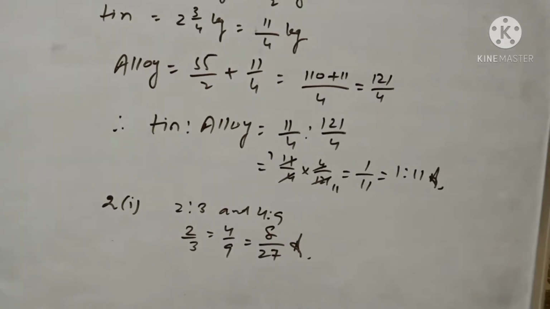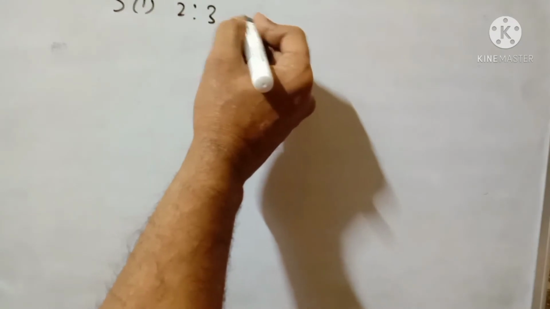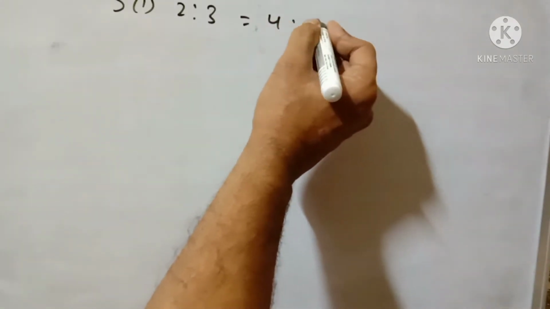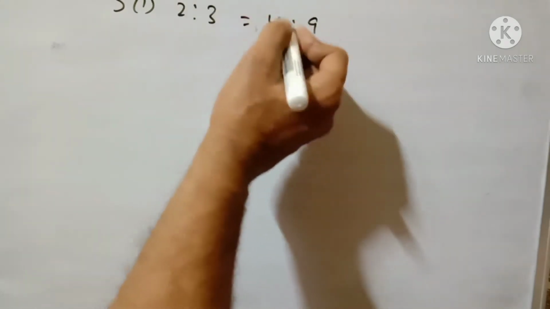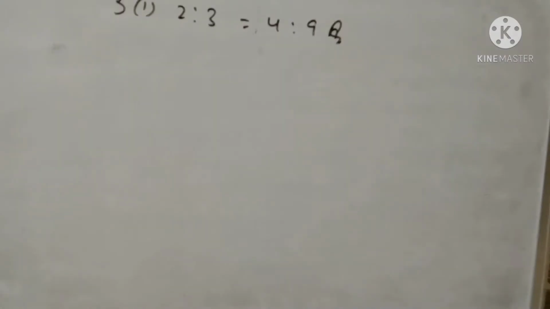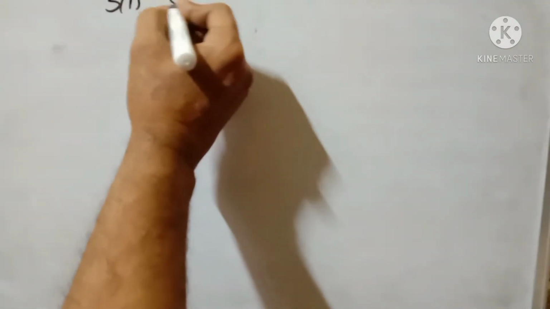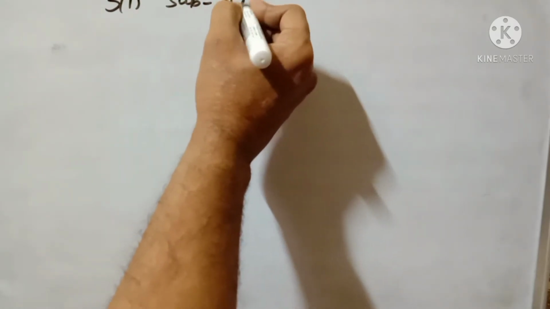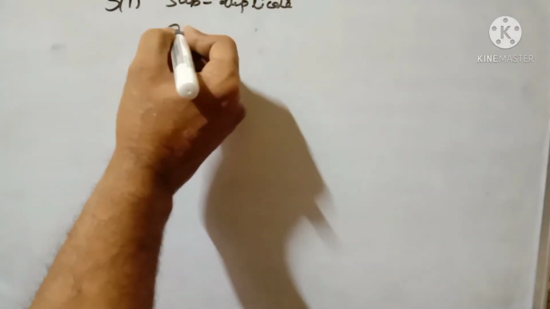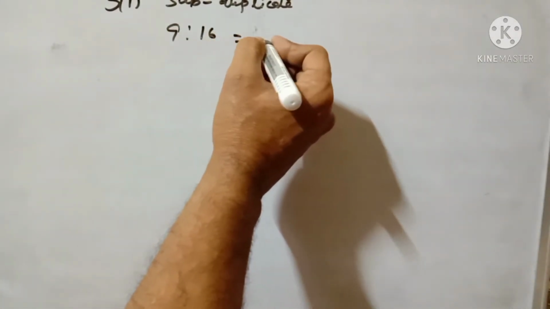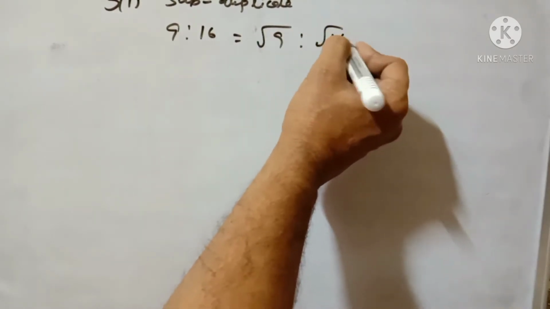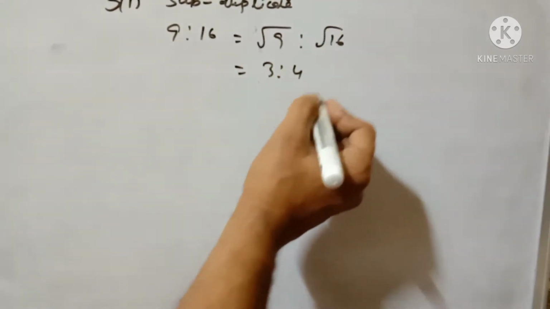Write down please. Question 3 first. Find the duplicate ratio of 2:3. So it will come 4:9. This is our duplicate ratio. The duplicate ratio of 2:3 will be 4:9. Write down your required answer. Question number 5 first. Subduplicate ratio of 9:16. So it will come under root 9 ratio under root 16, that is 3:4. Write down please.